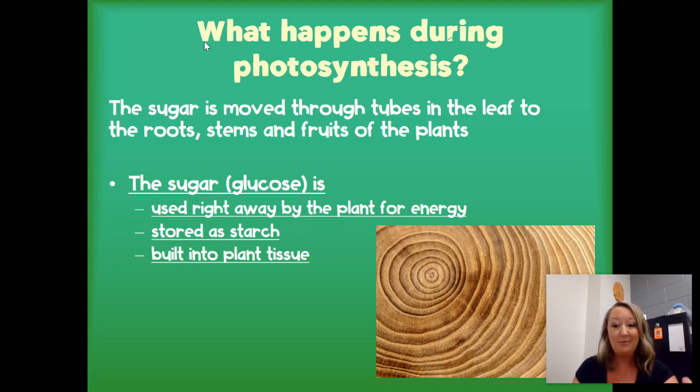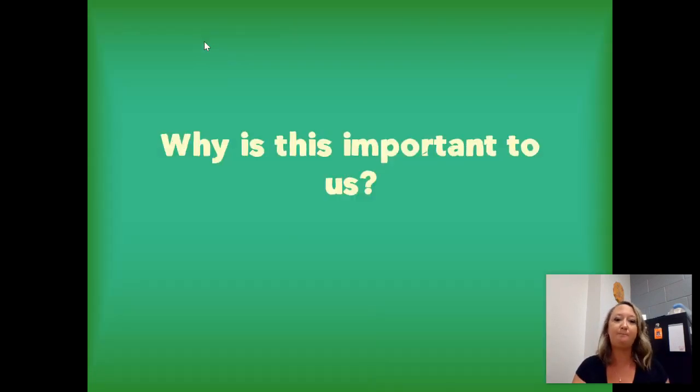Think about some of it gets put in the roots, right? Think about how big a potato is, right? That is a part of the plant, right? That's stored as starch. Think about the stem of a celery stalk. That is plant tissue. So in different areas, it's produced and stored in different ways, okay? Important part is it's either used right away for energy, stored as starch like a root, like an onion or a potato, or built into the plant tissue like the stalk or the leaves of the plant.